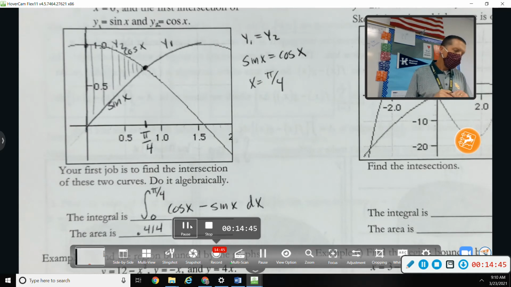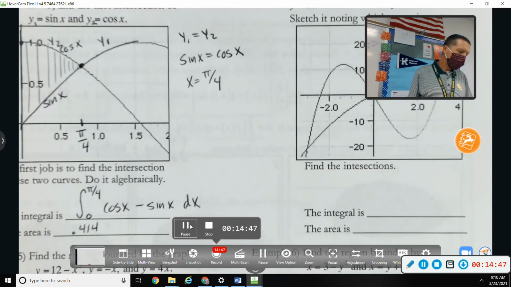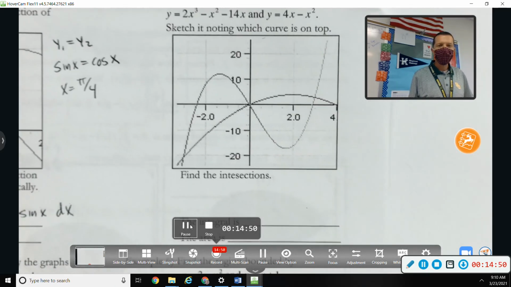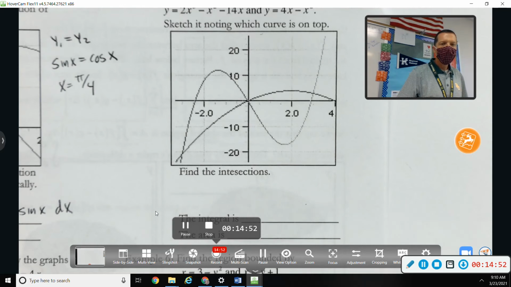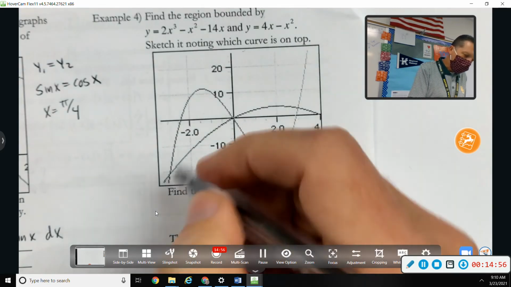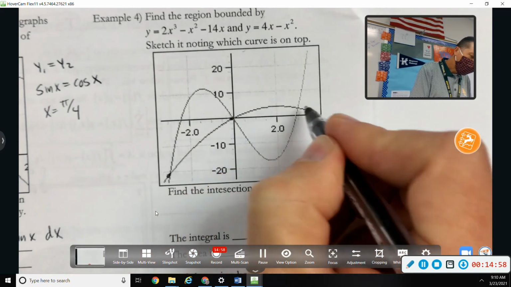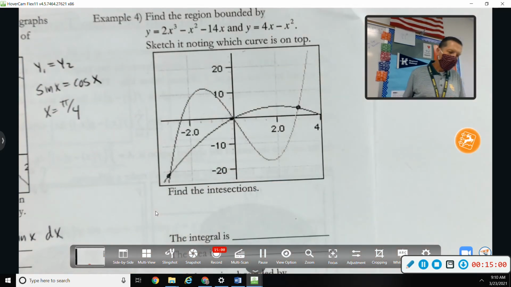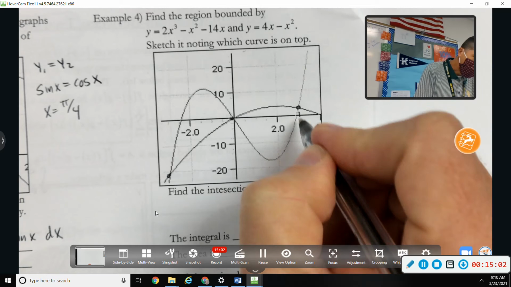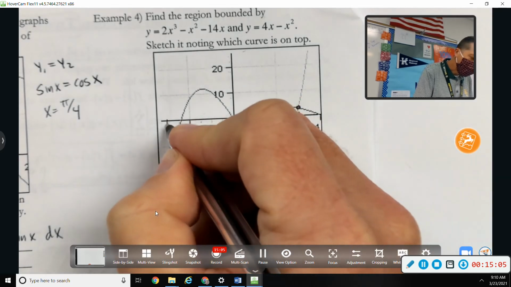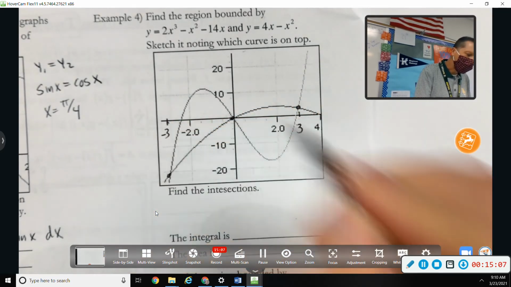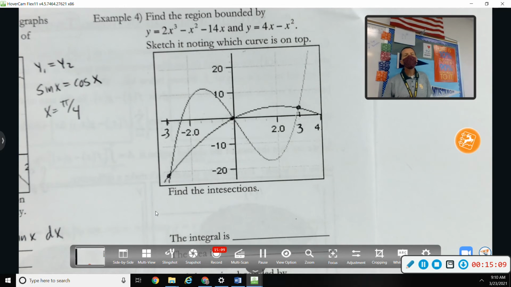Let's skip number 4. No, we can't skip number 4. We'll go quick through number 4. Looking at number 4, it has 3 intersections. And to save time, I'll just tell you that those intersections are what they look like they are, -3, 0, and 3. The trouble is the top one minus the bottom one, because it changes.